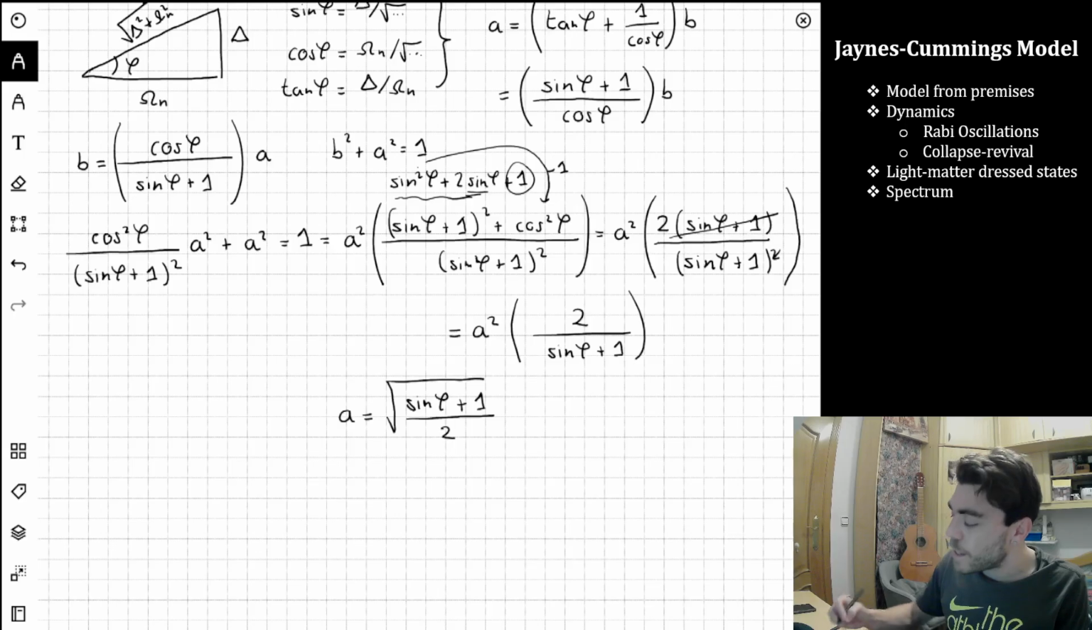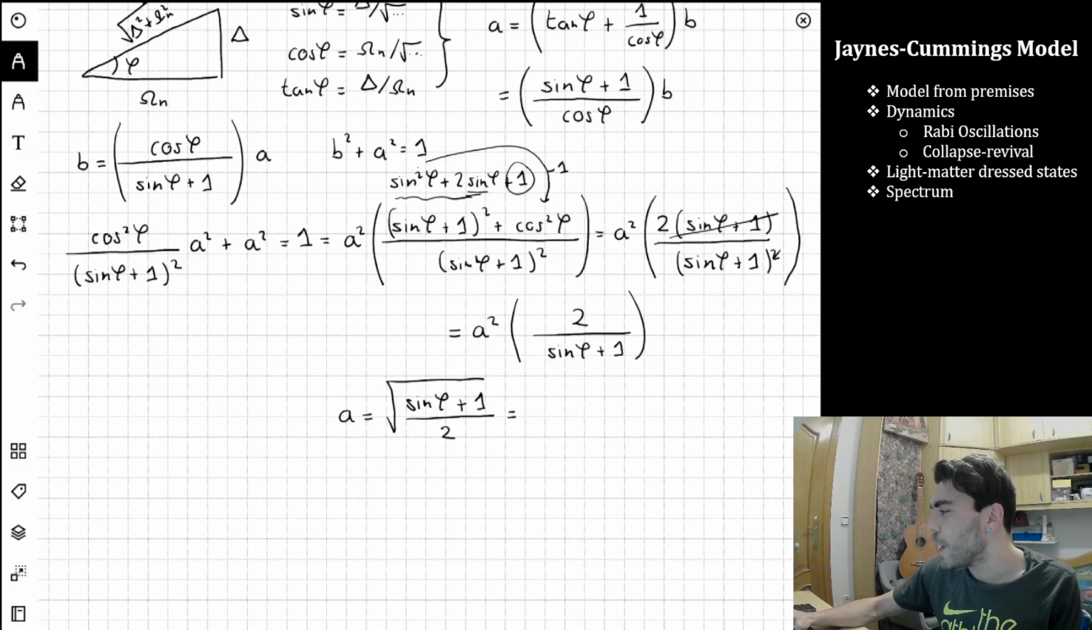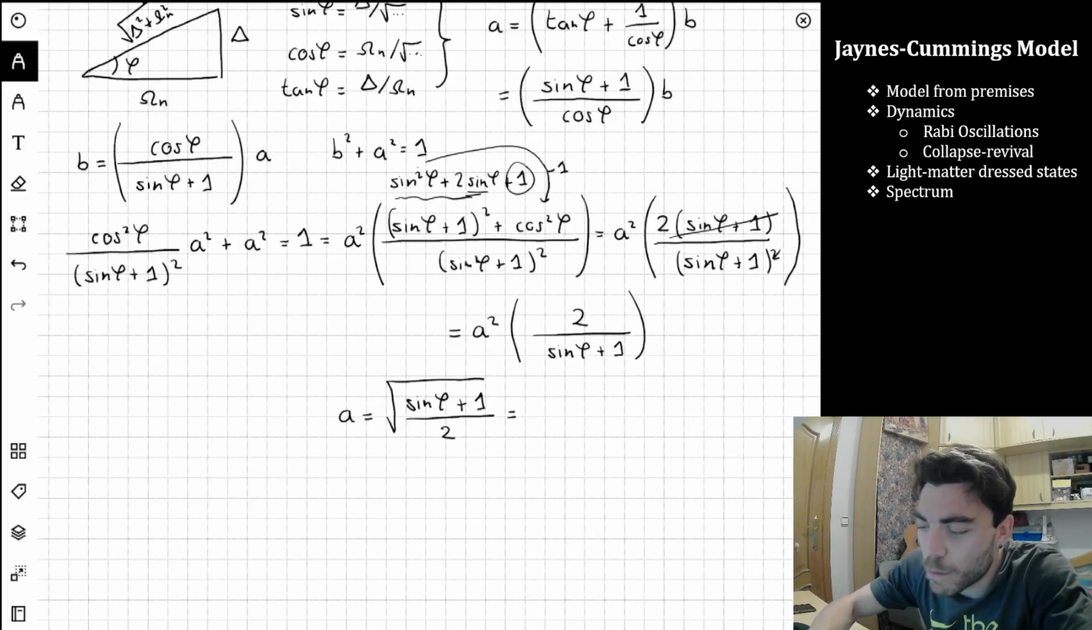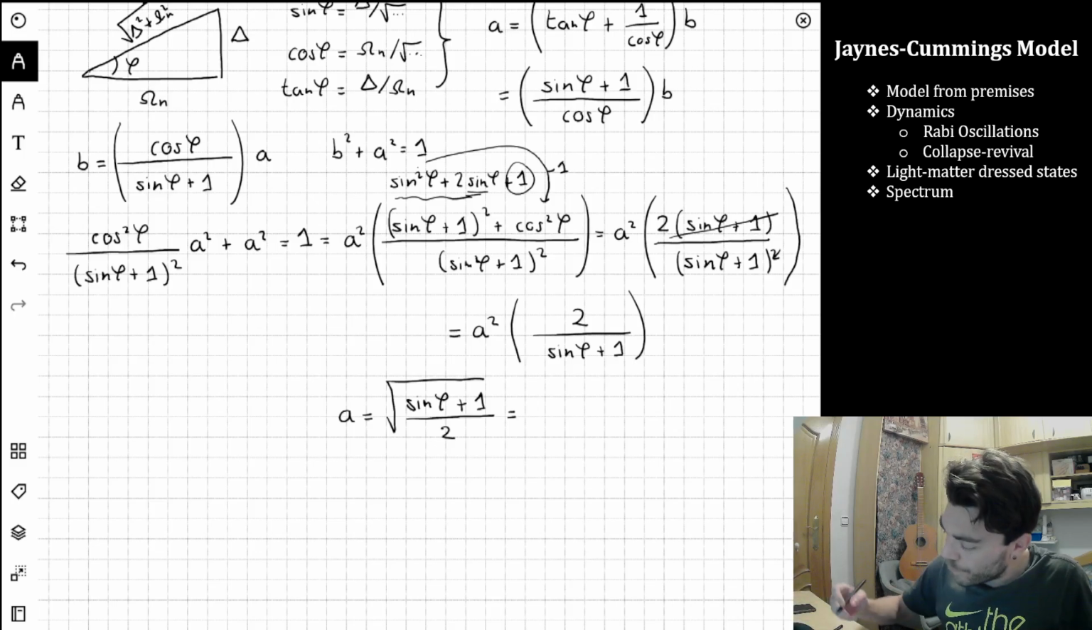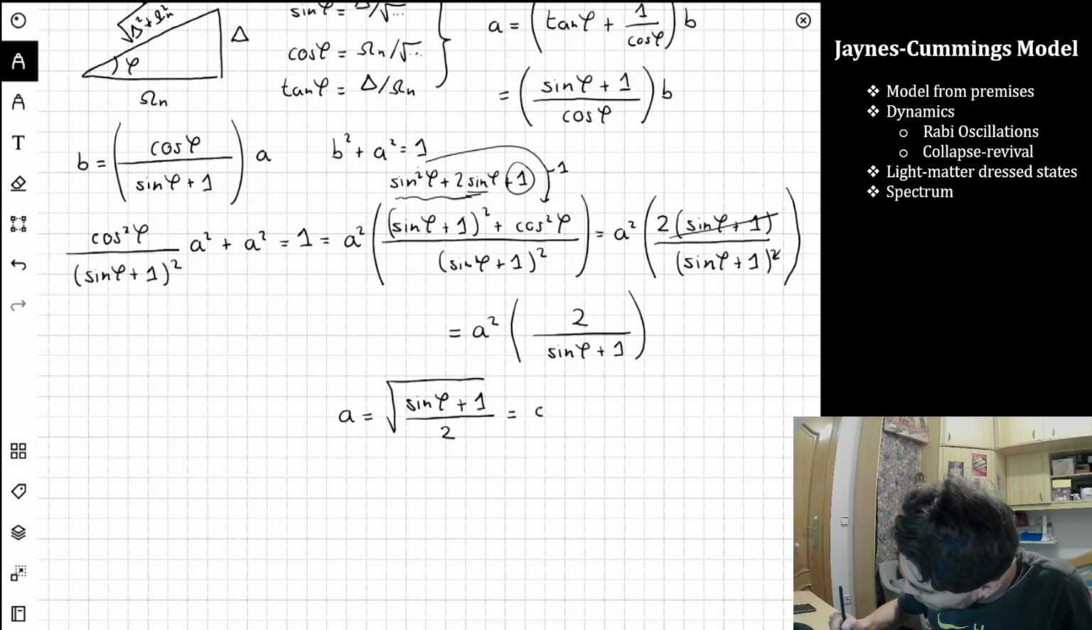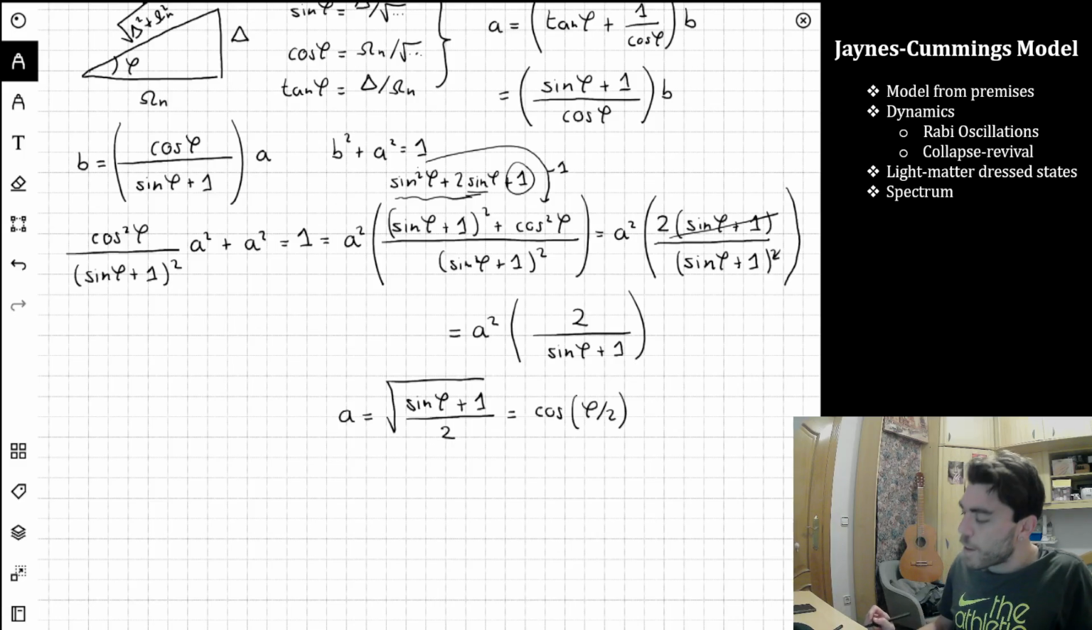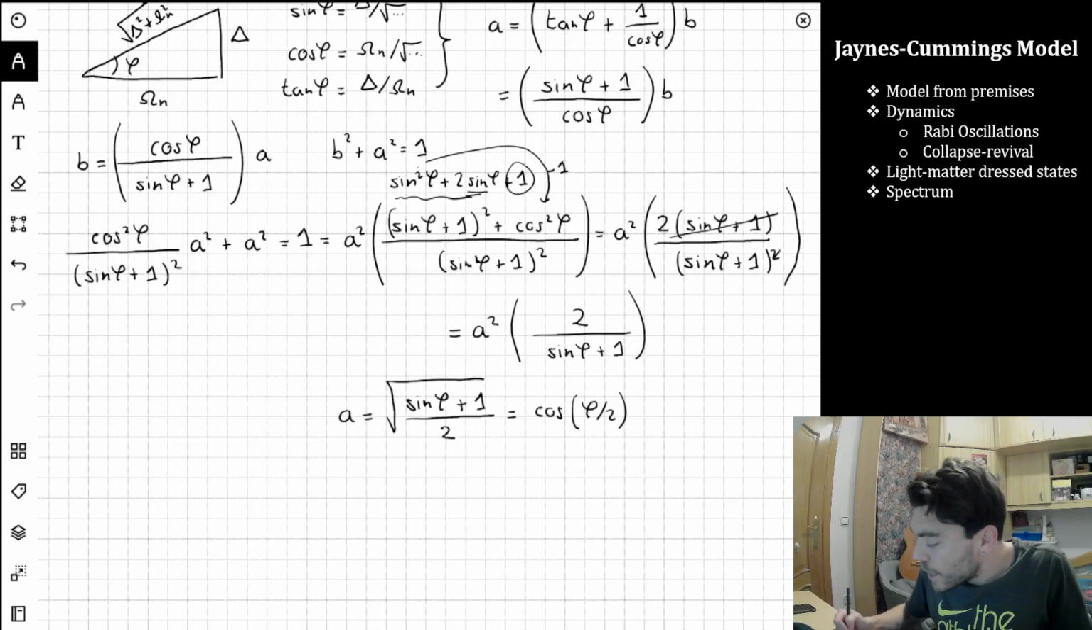But this is exactly, if we take the half angle formula, and let me check if it is the sine or the cosine, because I don't remember right now. This is exactly, yes, the cosine of phi divided by 2, if I remember well. Maybe it's the sine. The thing is that it's the sine of some half angle.